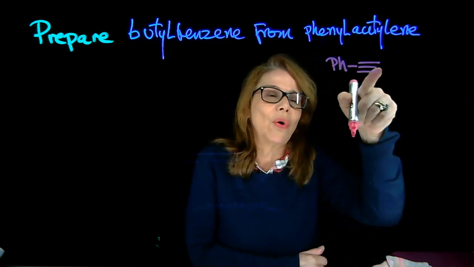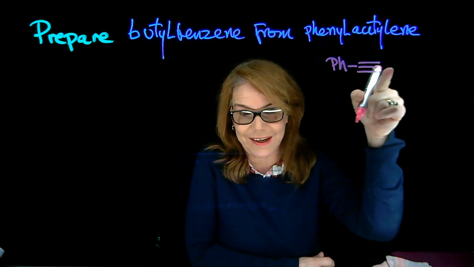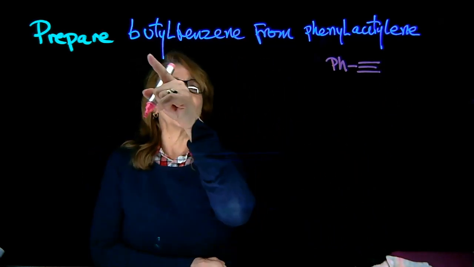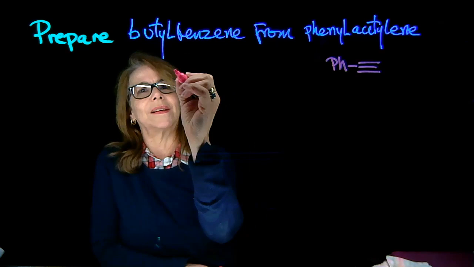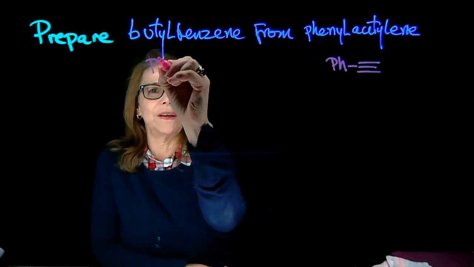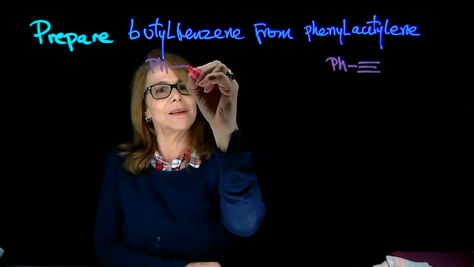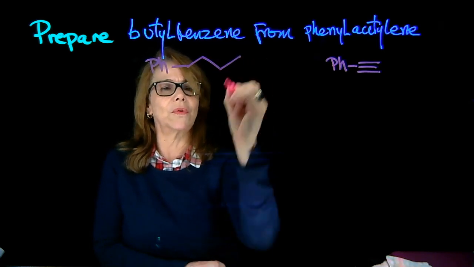Remember that I'm not drawing the H's here. There is an H there. And so our target is the butylbenzene. So we will have the same phenyl ring, but then I'm going to have 4 more carbons. So 1, 2, 3, and 4.